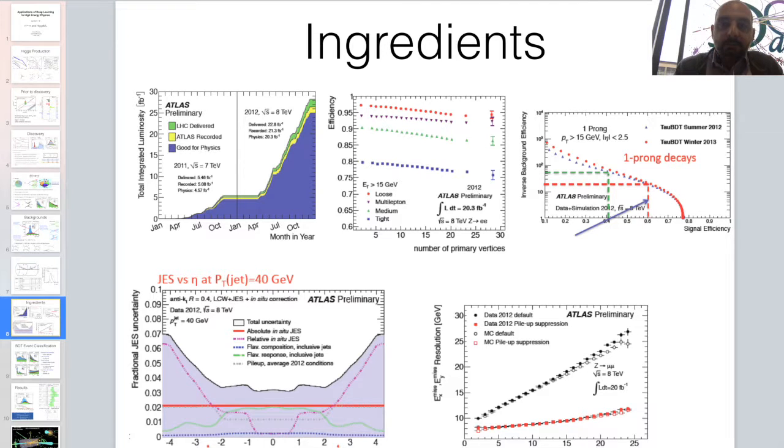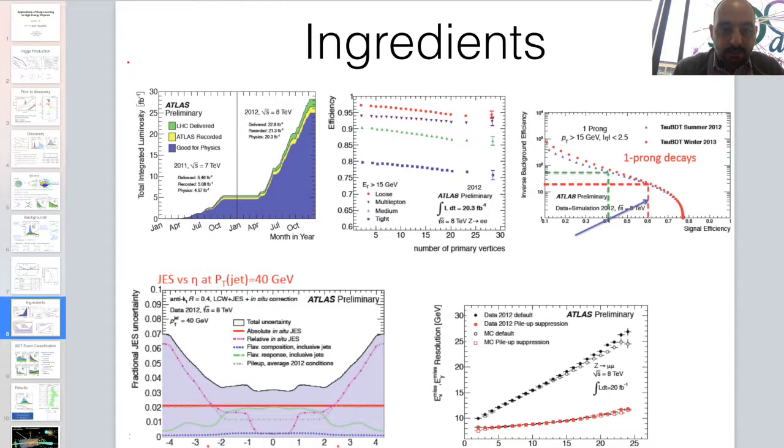So the various things that go into this are the various algorithms that identify and reconstruct the various objects. But of course, the very first ingredient is the data. So here's a picture of the integrated luminosity of ATLAS in Run 1, and for the data that was actually used for the search that I'm going to talk about.